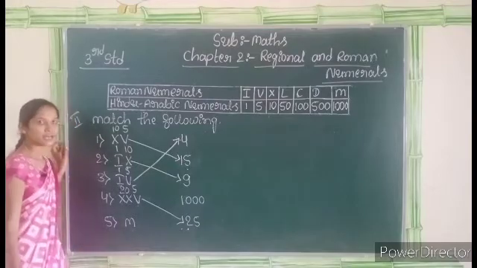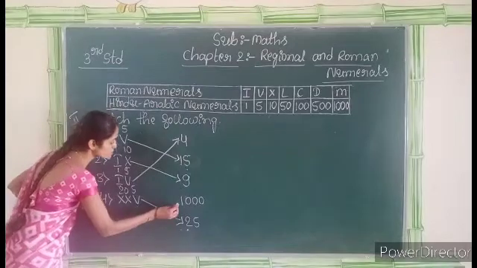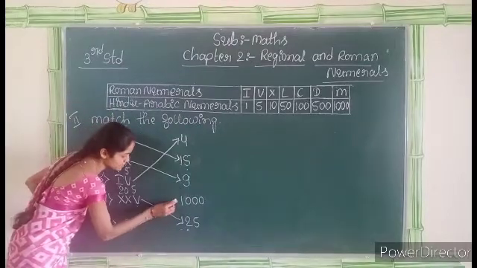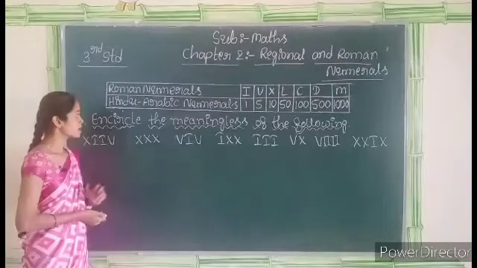M. M represents 1000. Here we have the 1000. M represents 1000. Have you understood, students?